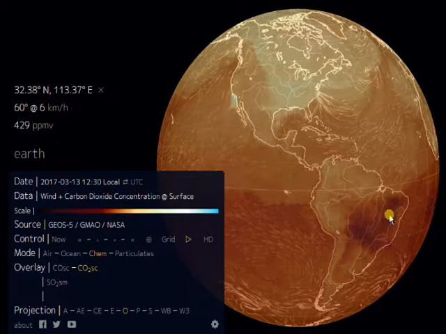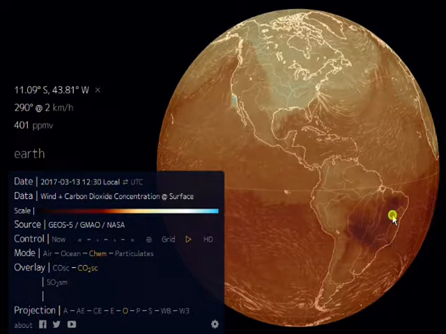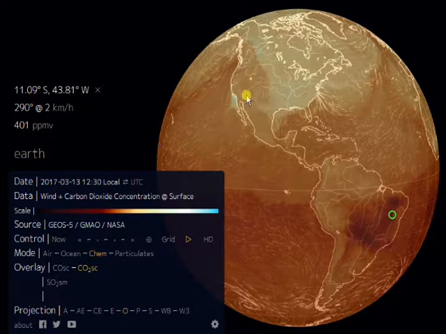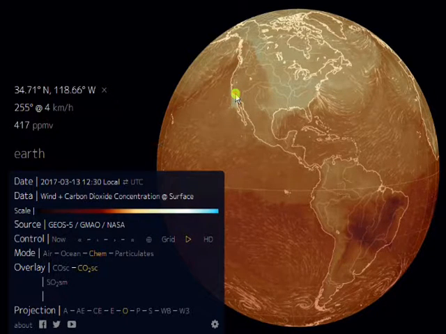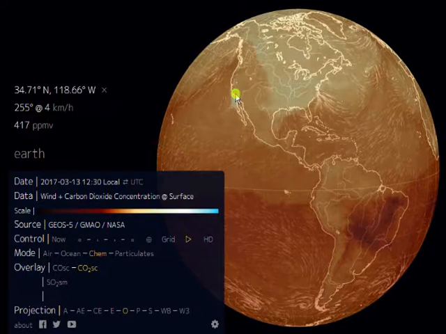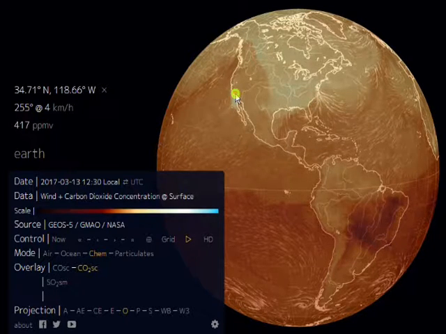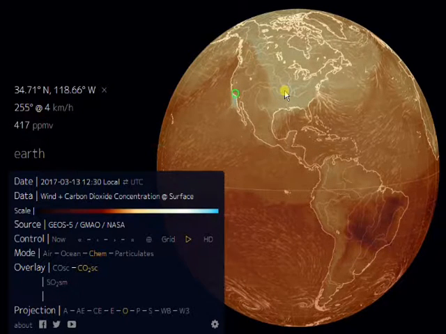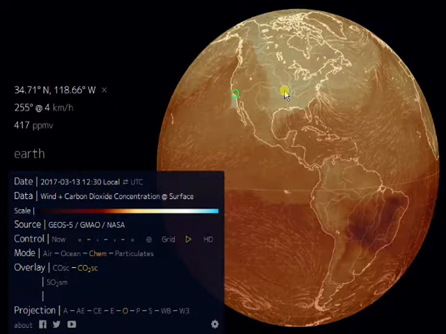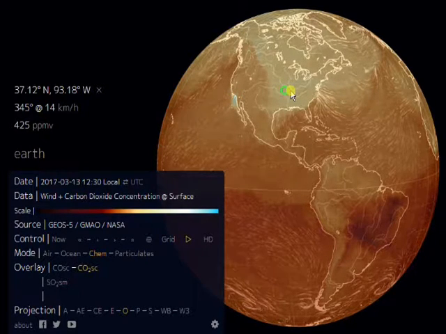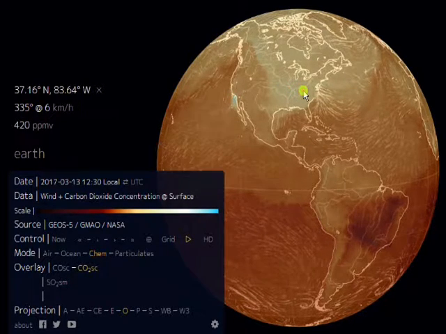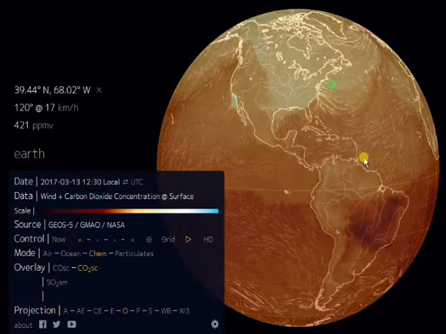So here's the rainforest down here. That says 401 parts per million, and then up here in that same part of California, it's 417. So even though the color looks very drastic, the difference is actually minor. There's the most CO2 here in the Midwest, but it's still only 425, 424, 420. It's not as high as you would think.